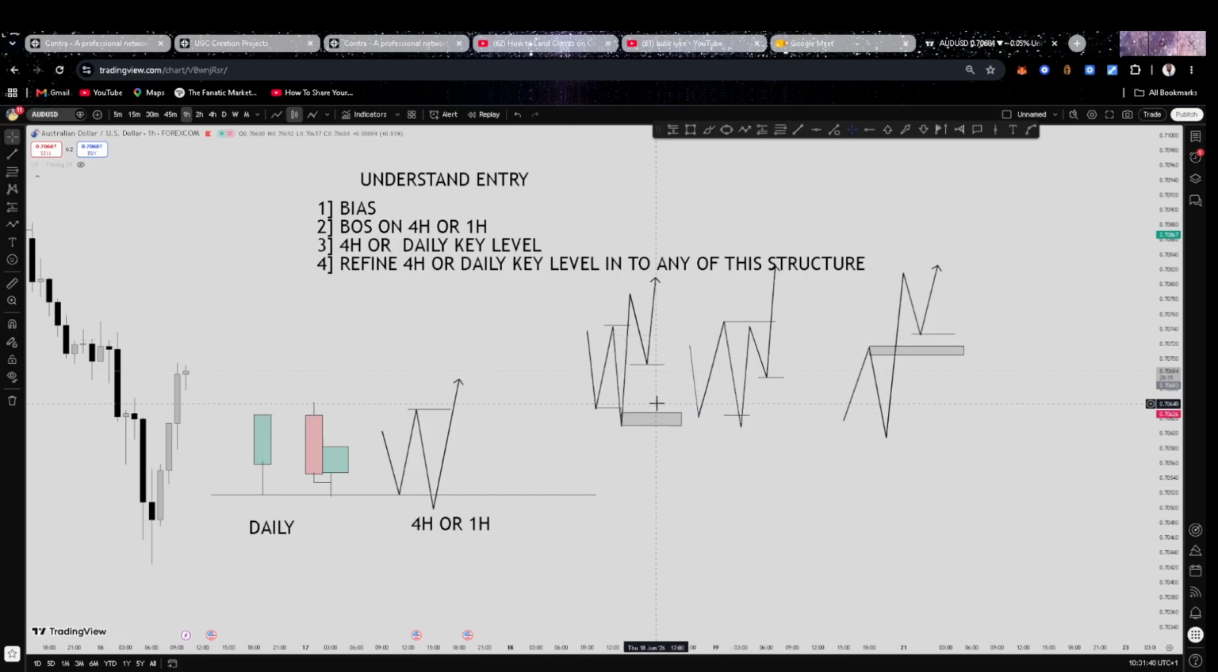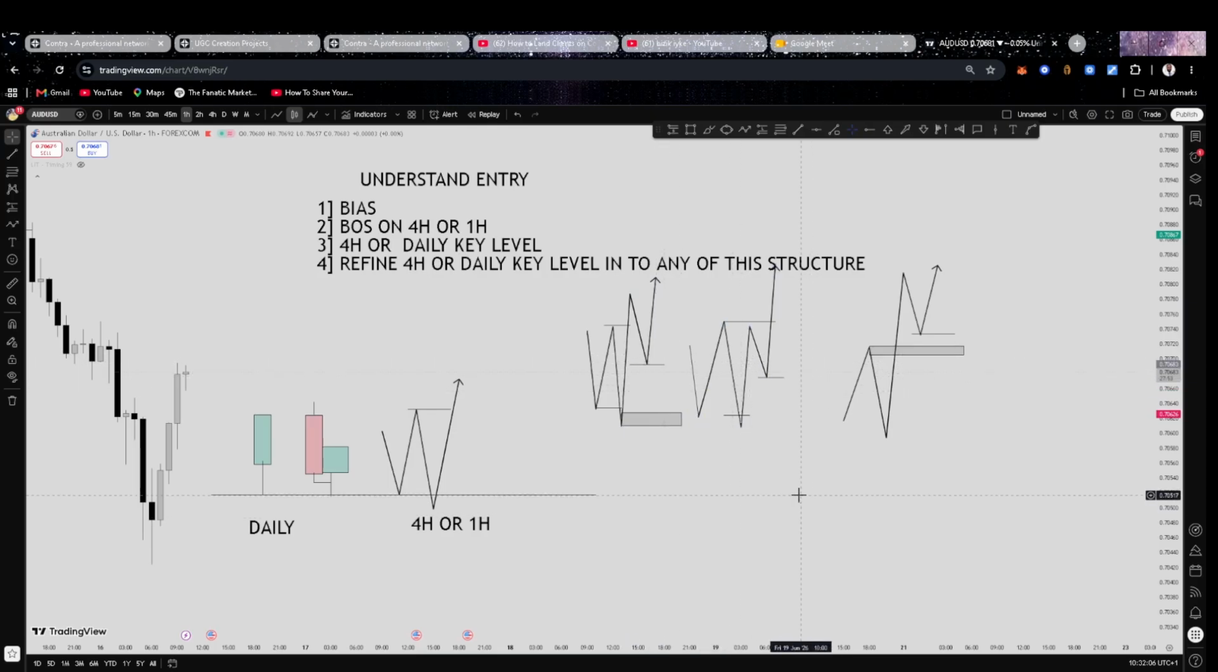So the first, structure type 1, I'm overemphasizing structure. You need to understand structure. And if you don't have any idea on structure, make sure you comment so that I will make a video on structure. Now, after we have a sweep of liquidity, we have a break of structure, and then we have a liquidity. That should be the first pullback.